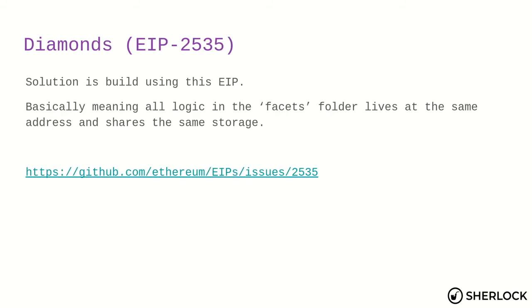The solution is built using the diamonds EIP. What this means is basically that all logic in the facets folder lives at the same address and shares the same storage. So this can be seen as a single contract. Auditing the diamond is not in scope, but more info can be found at this URL.